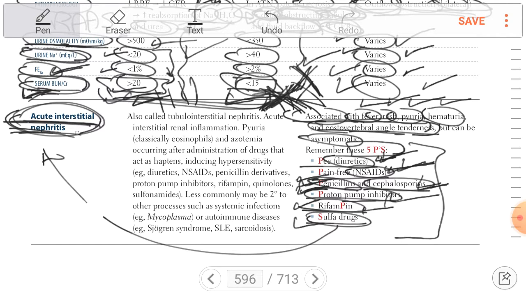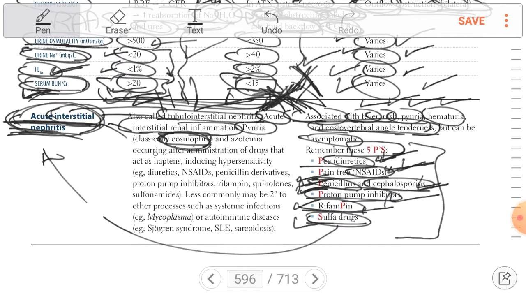So what's meant by acute interstitial nephritis? It can be called tubulointerstitial nephritis. So tubulointerstitial nephritis is the same as acute interstitial nephritis. So acute interstitial renal inflammation. So pyuria, mainly eosinophils. So acute interstitial nephritis, acute interstitial renal inflammation with pyuria, with eosinophils, azotemia, then occurring after what? Administration of the drugs. And we spoke about these drugs.